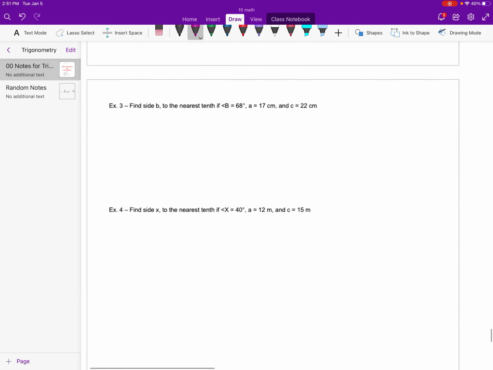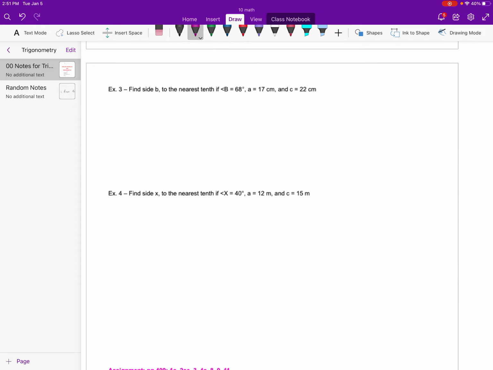All right, let's try out some examples of using cosine law. It says find side B to the nearest tenth if angle B is 68 degrees, A is 17, and C is 22. So first, let's just make a quick rough sketch. So we have 68 degrees for our angle B. We'll call this A, and we'll call this C. It says that little a is 17 centimeters, so that's this side, and little c is 22 centimeters. So that is this side.